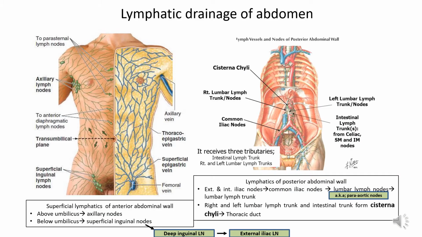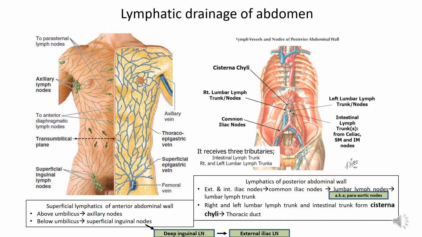Superficial lymphatics above the umbilicus pass in a superior direction to the axillary nodes, while drainage below the umbilicus passes in an inferior direction to the superficial inguinal nodes. Lymph from superficial inguinal nodes is drained into deep inguinal lymph nodes and then into external iliac lymph nodes.